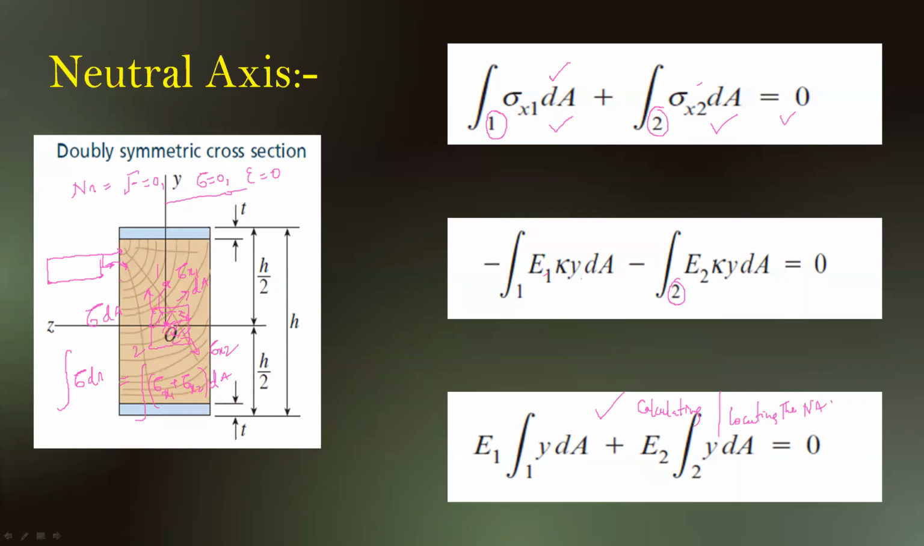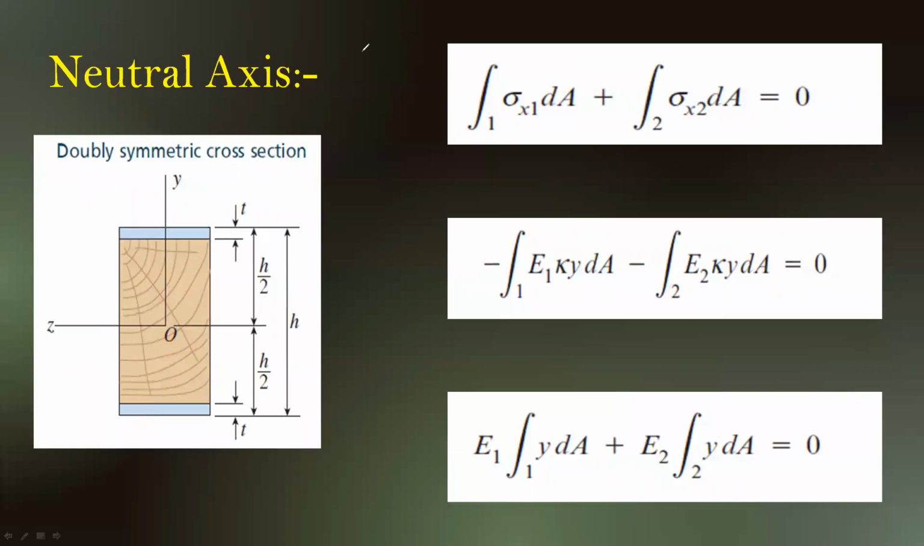How do we use this formula for the location of the neutral axis? We essentially have a beam portion like this. On any section of the beam, we'll be having stress values. On the top portion, we'll be having compressive stresses, and on the lower portion, we'll be having the tensile stress.